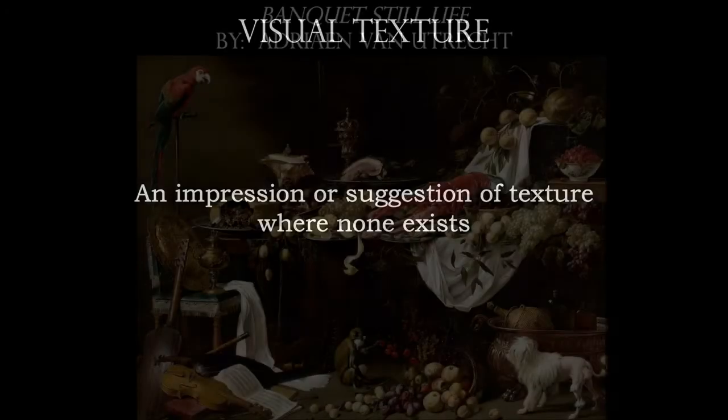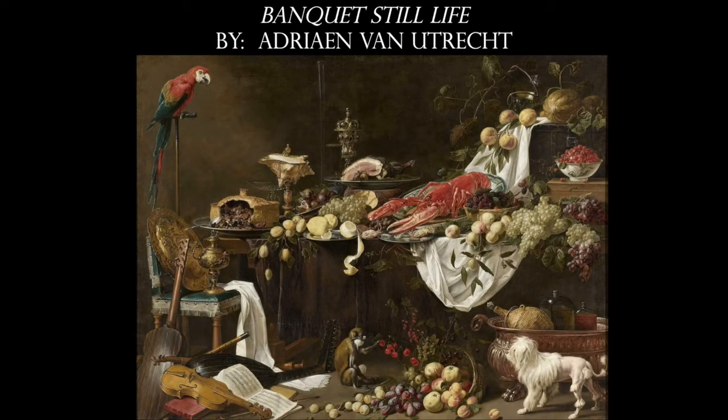Most paintings, though, contain what's called visual texture, and this is our second form of texture. So visual texture is an impression or suggestion of texture where none exists. And so this is very much an illusion, which, by the way, most painting is. I mean, that's our idea, is creating three-dimensional space and the idea of motion and all of that. We're also trying to recreate texture.